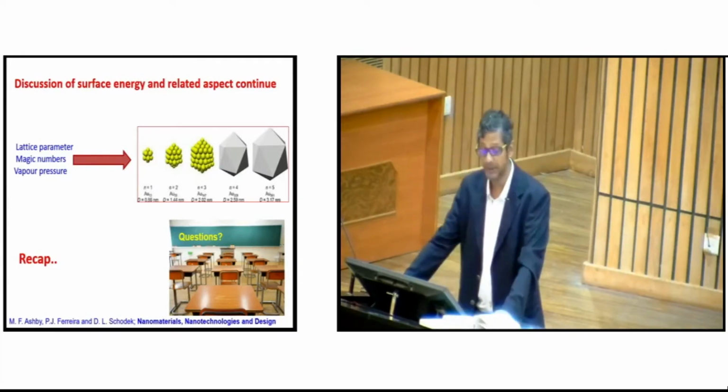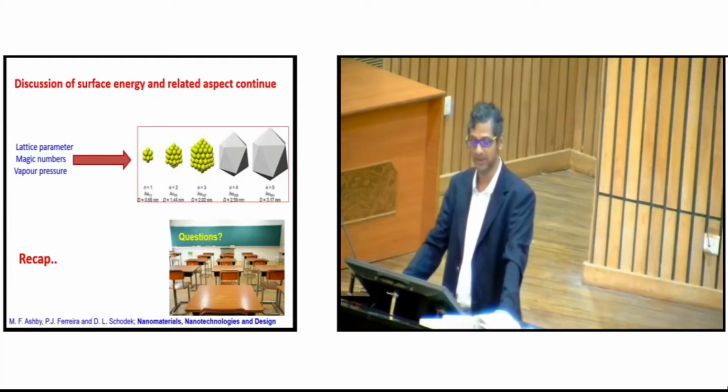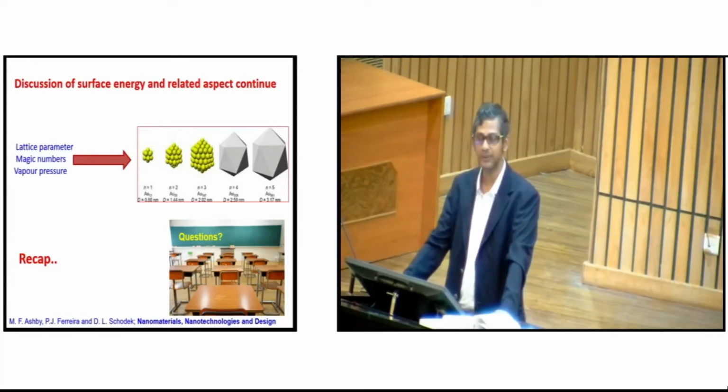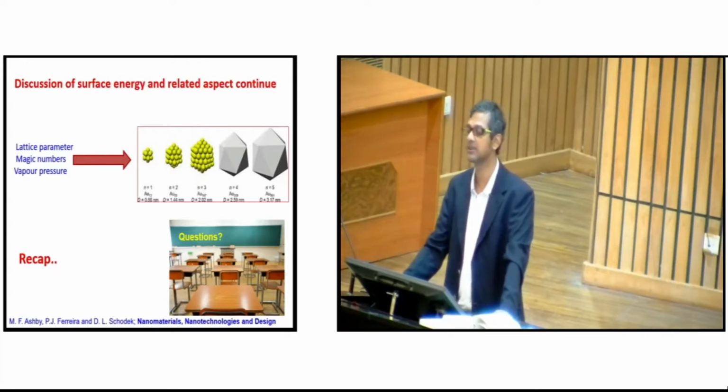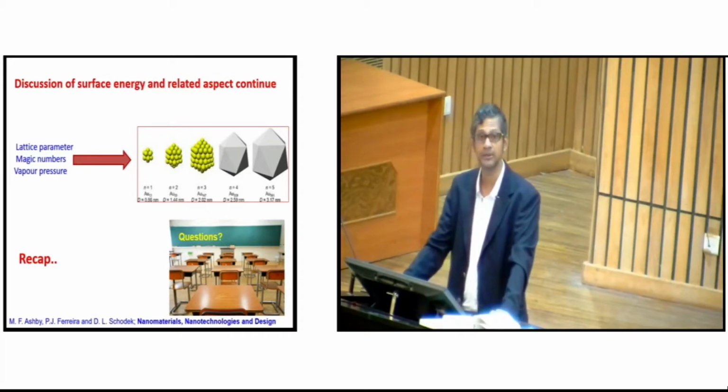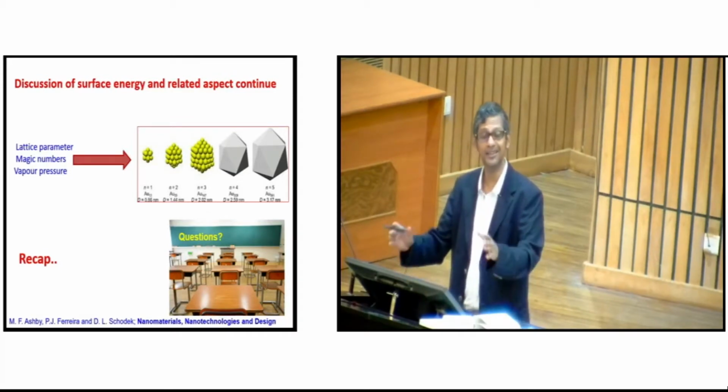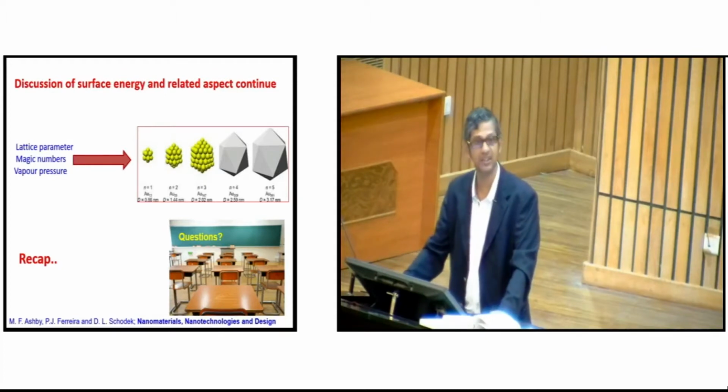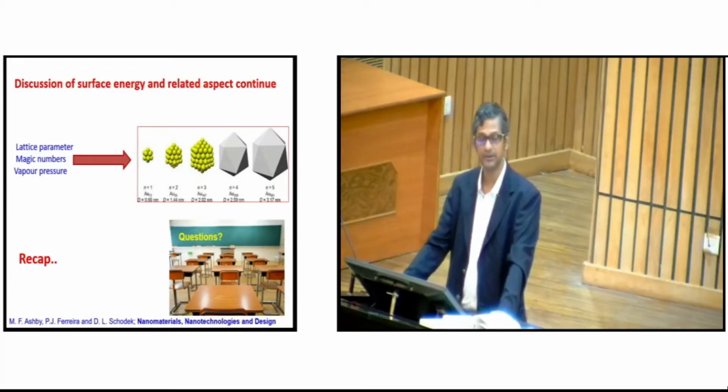Then I talked about a very interesting concept called magic numbers, right? How unique numbers like 13, 55, 147, 306, 561 appear as the number of atoms sitting on the cluster for FCC nanoparticles. I hope you have understood it. It's a very difficult concept, but important to know the origin of these magic numbers.